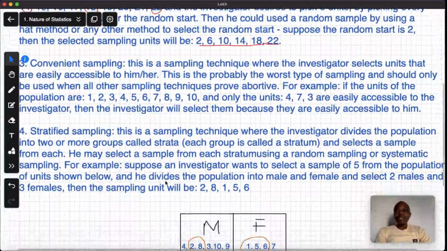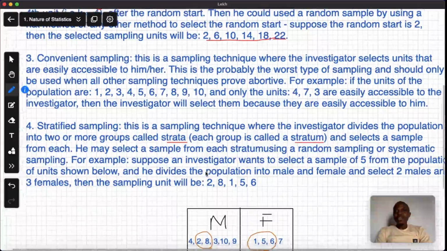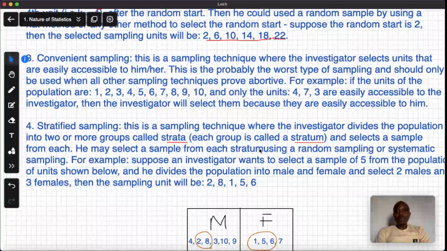All right, so stratified sampling. This one says, divide your population into groups, which we call strata. Each of the groups is called a stratum. When you look at all the groups together, you refer to them as strata; if it's just one group, you refer to it as a stratum. Now, you divide the population into strata, and then from each stratum, you select a sample. You may select the sample using random sampling, or you may use systematic sampling.